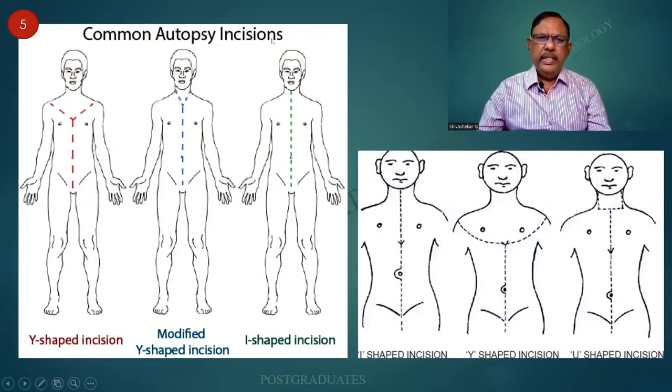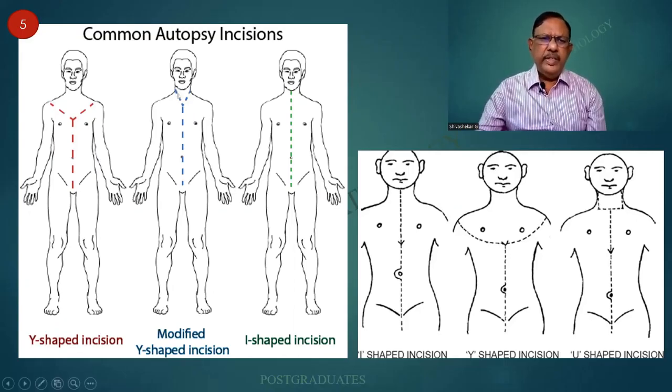Let us see this particular series of diagrams first and then this. There is a Y-shaped incision. Here, the incision is across the clavicle on either side. They meet at the manubrium sterni, and there is a straight incision to the symphysis pubis.